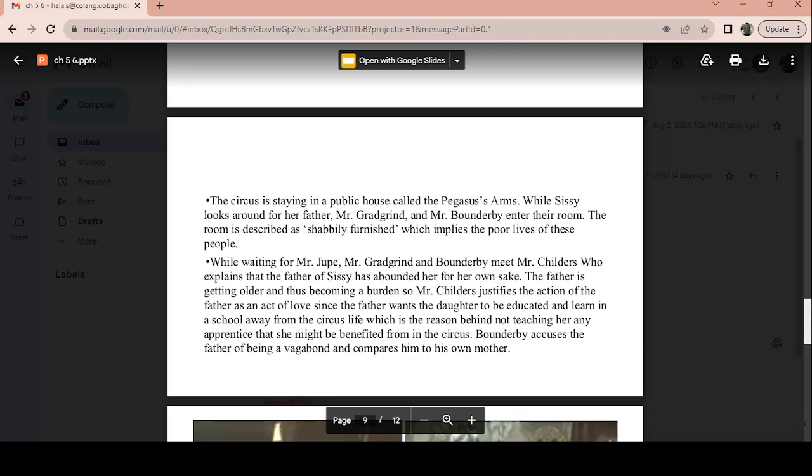Sissy and her father don't have a house because they live in a circus. They move a lot, so they live in a hotel or a motel. And now the place where they live is called Pegasus Arms, and everyone in the circus is there. They are gathering there, and Sissy is looking around for her father. She cannot find him anywhere.